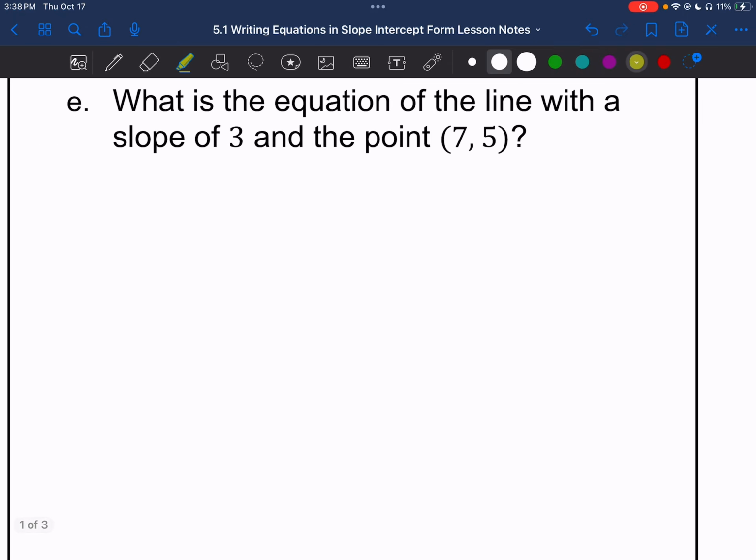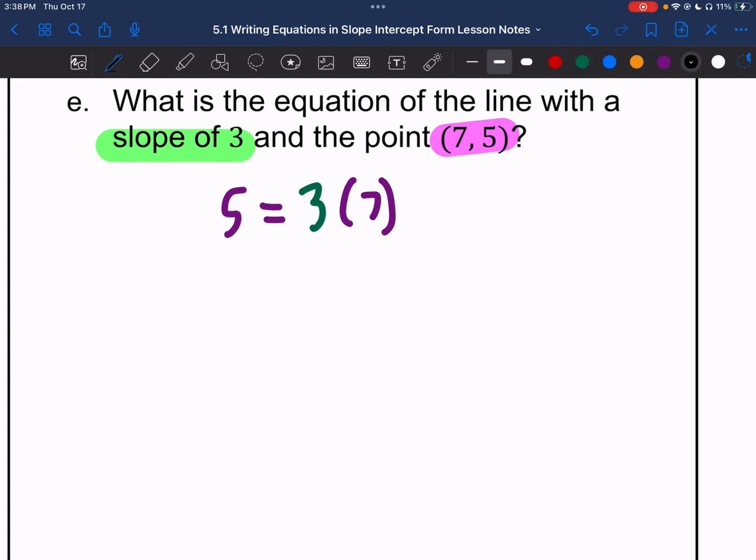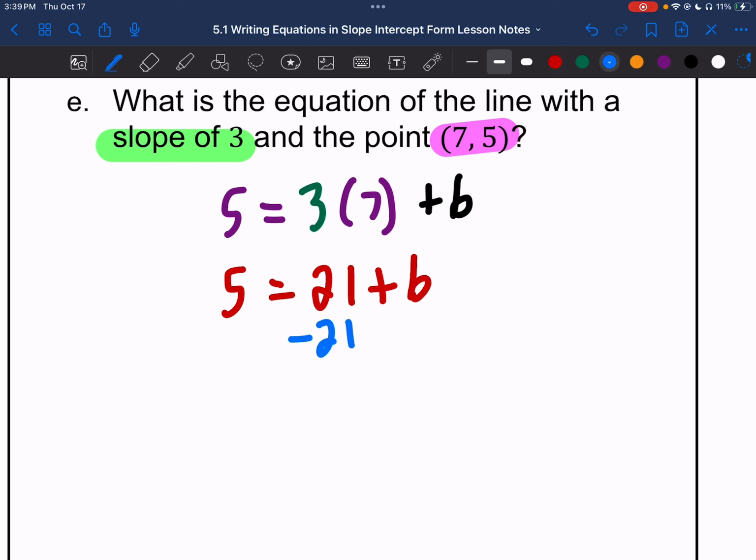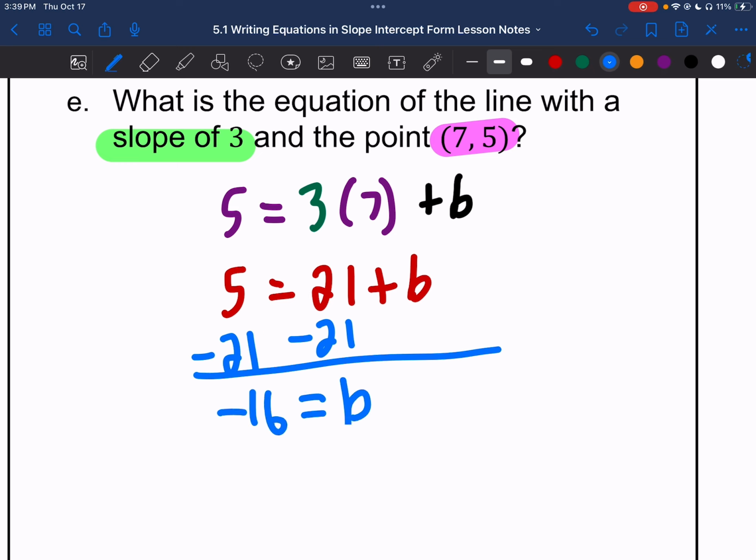Letter E. What is the equation of a line with a slope of 3 and it's going through the point (7, 5)? So we're going to set that up in our equation. So first thing, our y value 5 is equal to our slope 3 times the x value 7 plus our b value. Start off by multiplying 3 times 7, which is 21. And then we're going to go ahead and subtract 21 from both sides. And we get -16 is equal to b. So my equation is y equals 3x minus 16.